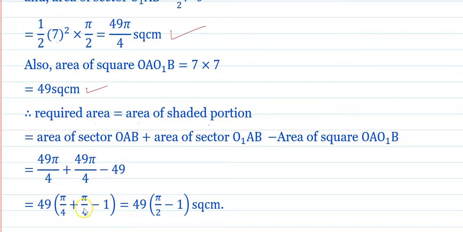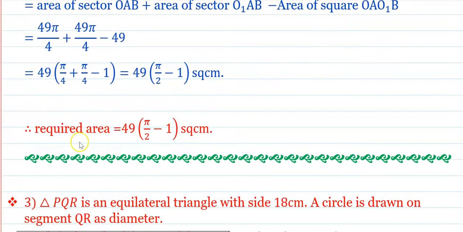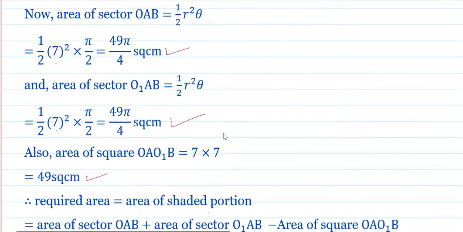Pi by 4 plus pi by 4 is 2 pi by 4, and hence you will get pi by 2 minus 1, and hence it is 49 into bracket pi by 2 minus 1 square centimeter, and hence the area of the required shaded portion is 49 into bracket pi by 2 minus 1 square centimeter. Okay.